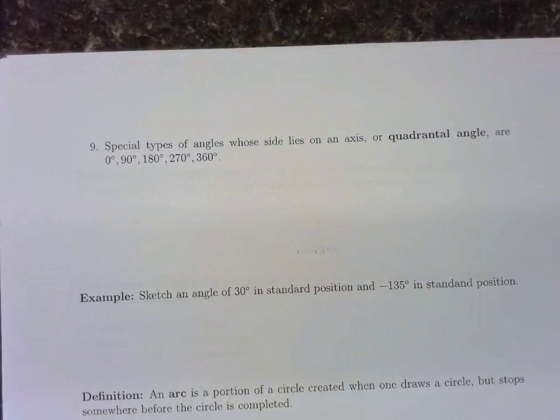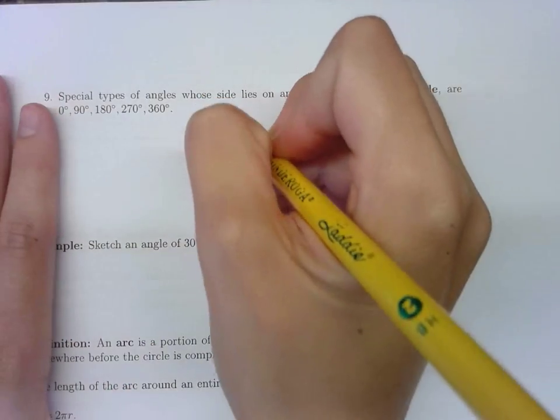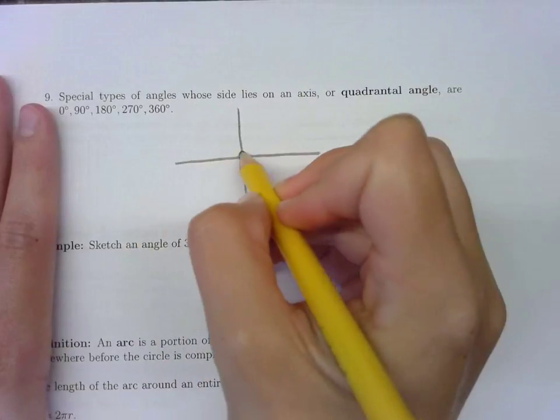Okay, on to page 8. It says special types of angles whose sides lie on an axis, or quadrantal angles, are 0, 90 degrees, 180, 270, and 360. Okay, so we will just draw that out. So these are special angles in standard position.